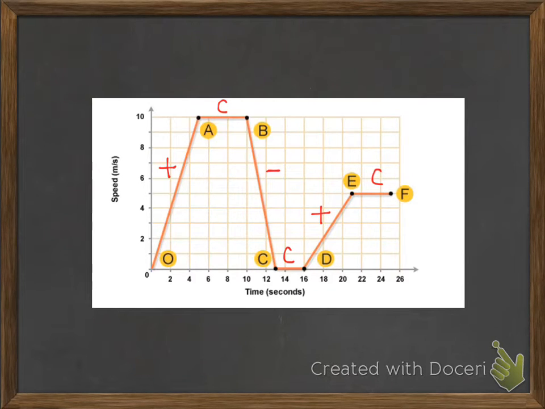So we can see that this is showing someone speeding up and maintaining a speed at 10 meters per second, then slowing down to a stop for a few seconds before speeding back up and maintaining a speed of 5 meters per second.